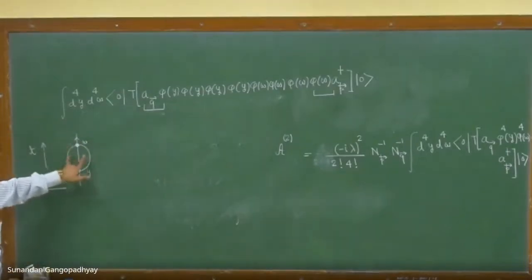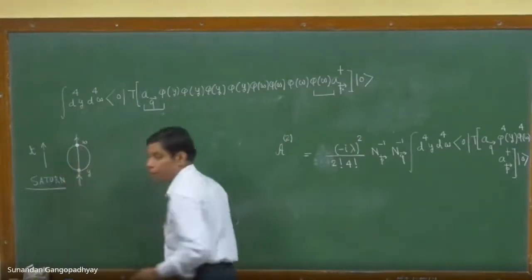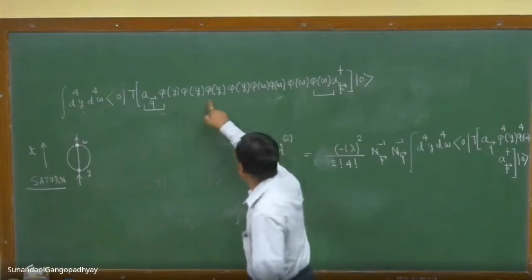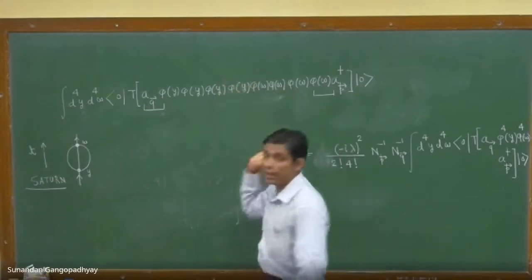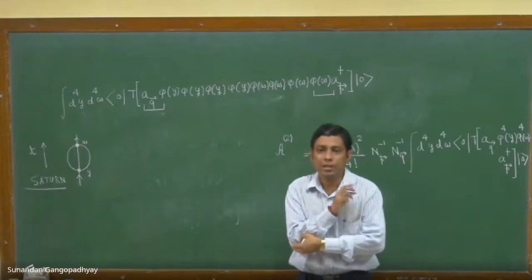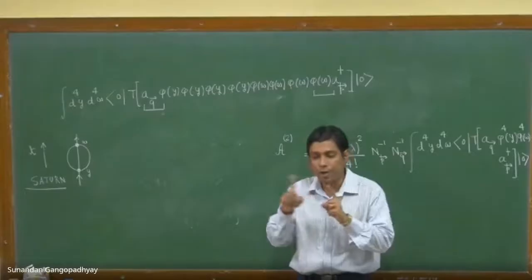There are three propagators, so it tells you propagator from Y to W. So it tells you that out of the remaining 1, 2, 3, 4, 5, 6 operators, there must be 3 contractions between phi Y and phi W.